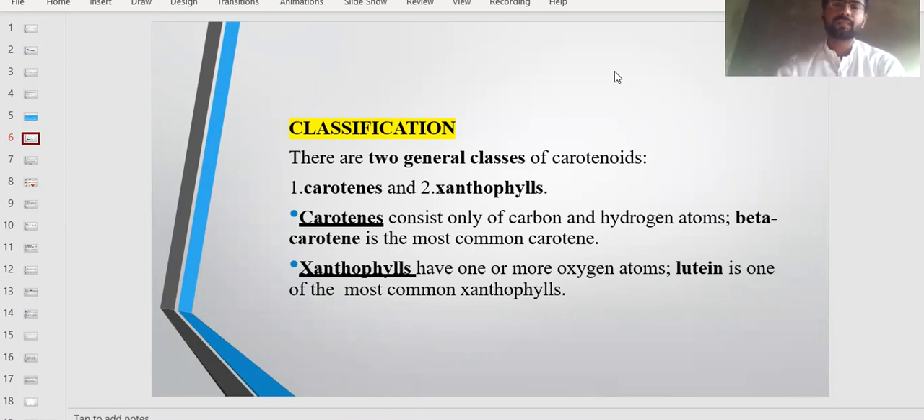The first one is carotene and the second one is xanthophyll. Carotenes are compounds that contain only carbon and hydrogen atoms. For example, beta carotene is the most common example of carotene. Xanthophylls are the other type of carotenoids, which contain one or more oxygen atoms. The most common example of xanthophyll is lutein.